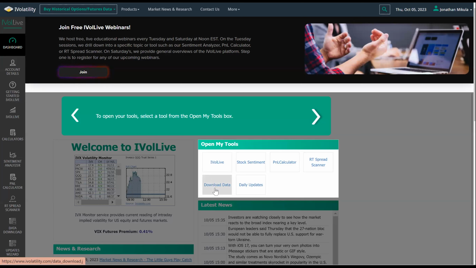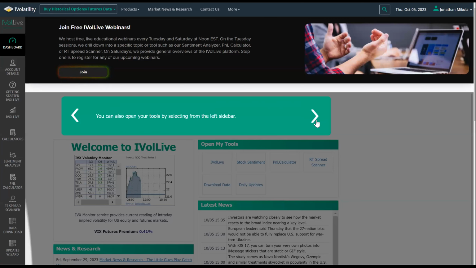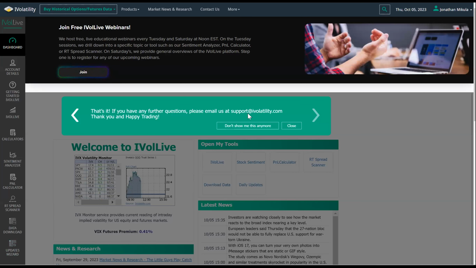Data download is great for those that want to download data to do back testing. And then there's daily updates, which we will cover shortly. So you can access any of these by simply clicking on the appropriate icon. For any issues, questions, comments, or to get going with a 7-day free trial, if you're not currently a user, we're at support@ivolatility.com. I'll put that in at the end too, so everybody has it.